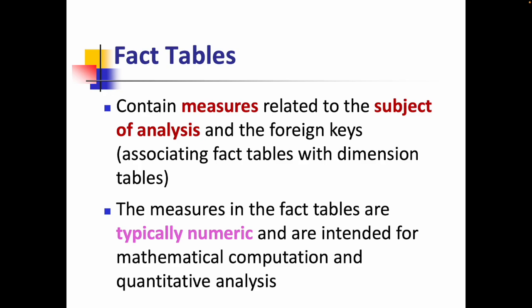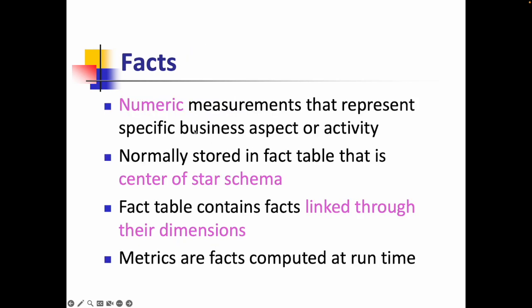How do you connect tables? Same as before, using foreign keys, right? So you just connect them using foreign keys. And the measures in the fact table are typically numerical and are intended for mathematical computation. That is typically numerical. It may not be, but most of the time. So numeric measurements that represent a specific business aspect or activity are normally stored in the fact table that is the center of a star schema. That is, you have something like this always.